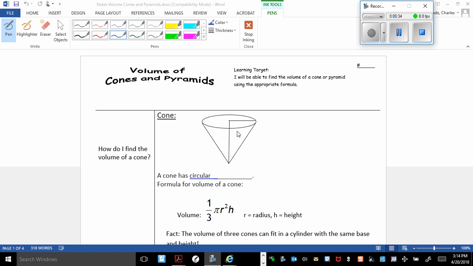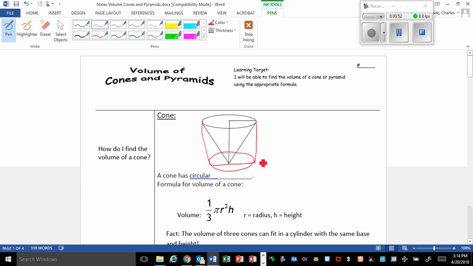So the first shape we have here is obviously a cone. Now, if you look, you can actually see where if we extended this out, it only has one base, but if we extended this out and increased the base a little bit, it would actually be a cylinder. So it's not going to hold as much as a cylinder, and that figures into the formula.